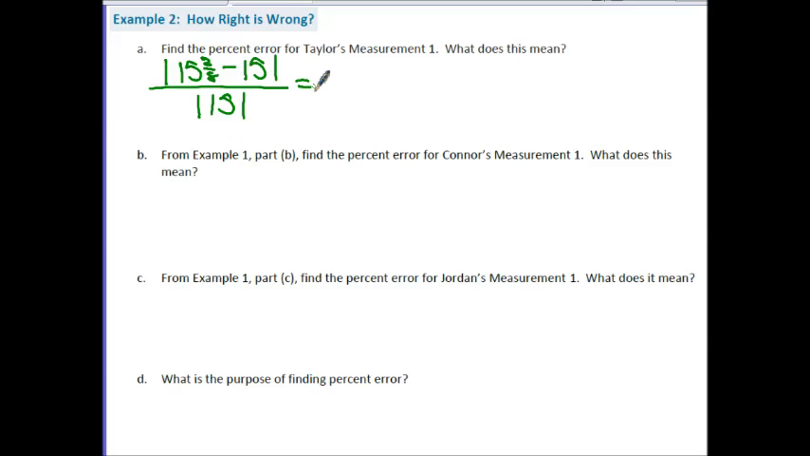When I subtract these and simplify, we get 1/60th. Because we're looking for a percent, we're going to multiply by 100. And when I do that, I get 1 2/3%. So what does this mean in the context of the scenario? It's telling us that Taylor's measurement was off by 1 2/3%, which is a very, very small percentage. So Taylor actually did a pretty good job of measuring the diagonal length of this computer screen.